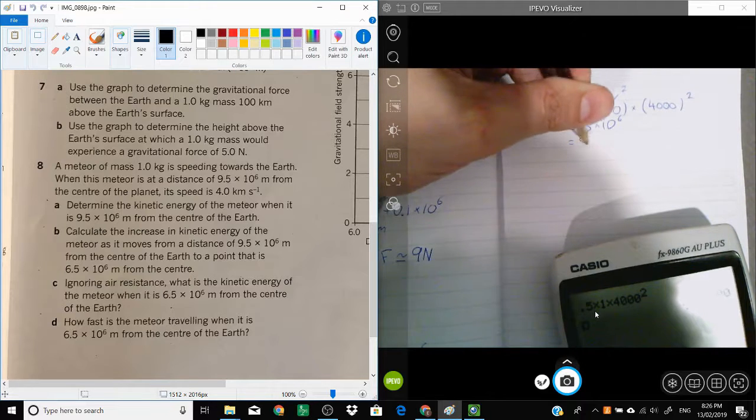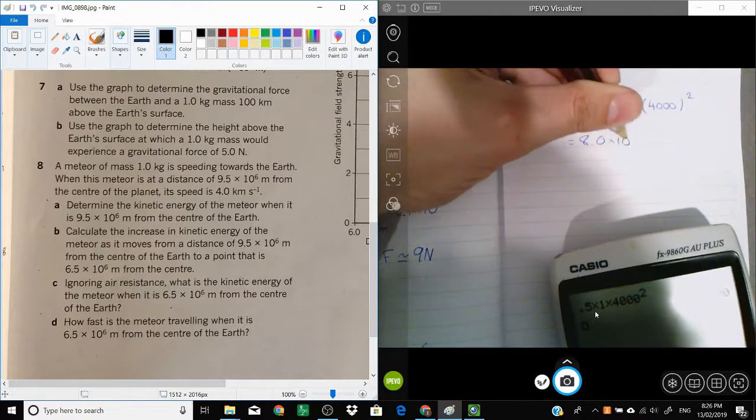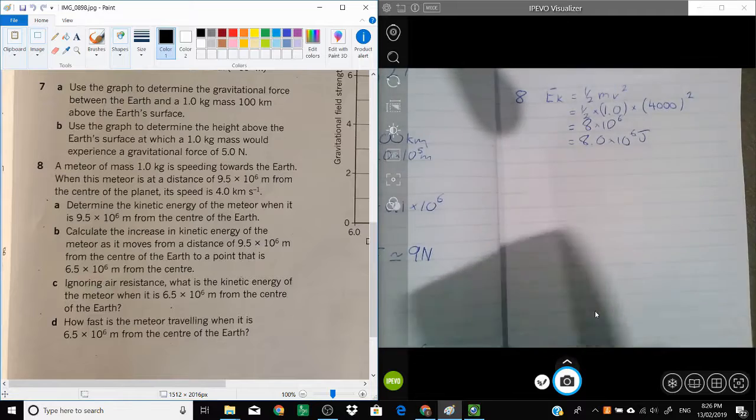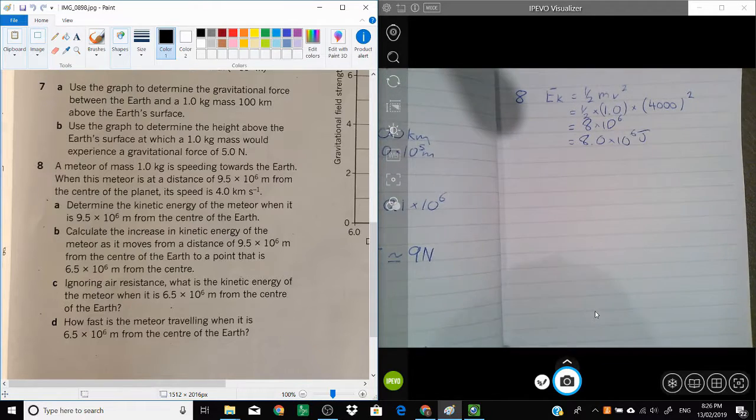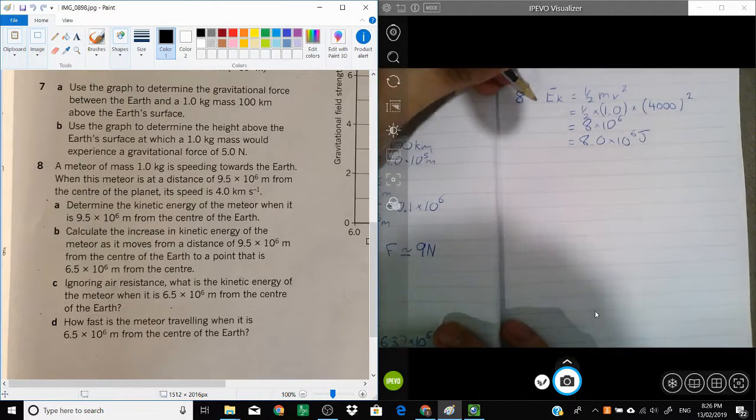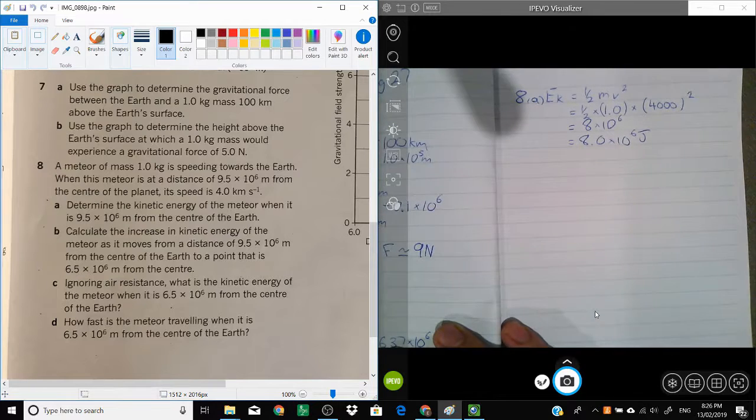Actually, I'll write that as 8.0 times 10 to the 6. Seems appropriate here. Okay, there's our kinetic energy. So that was part A. We've got other information that's going to be used in parts B, C, and D.